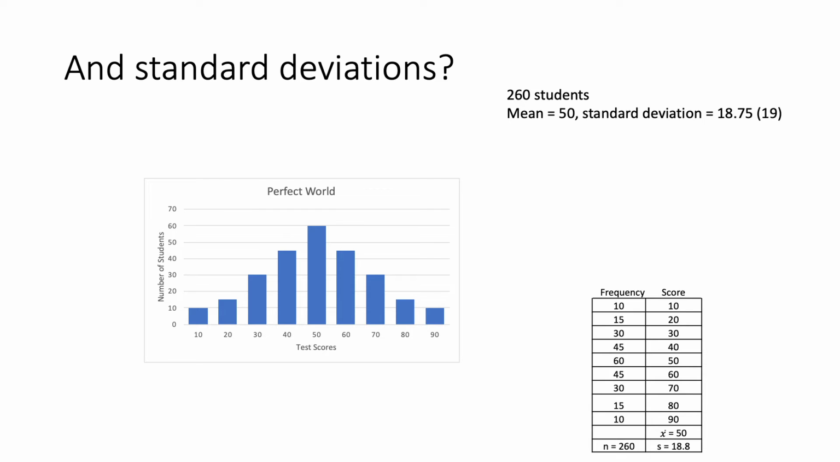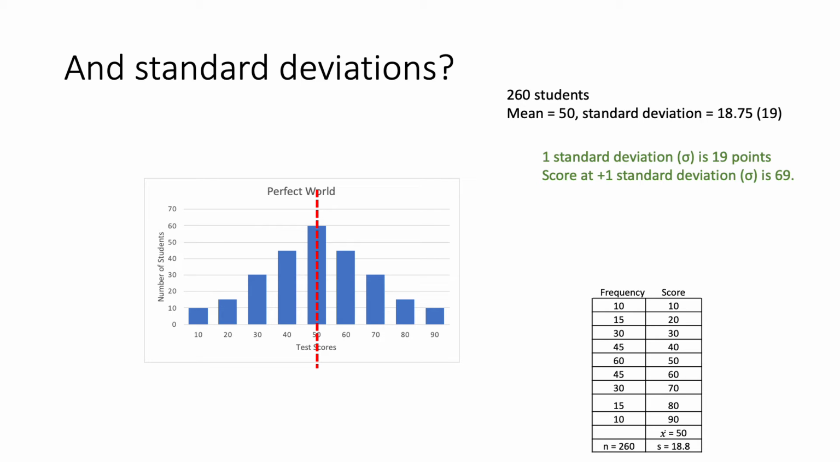Okay, so this is the shape that the data takes. There's the mean. And over on the right, I've got the data chart. You can see where this information comes from. So if you go down to the score of 50, there were 60 students who scored a score of 50. One standard deviation is 19 points. Remember, the standard deviation is 18.75. We're going to call that 19.